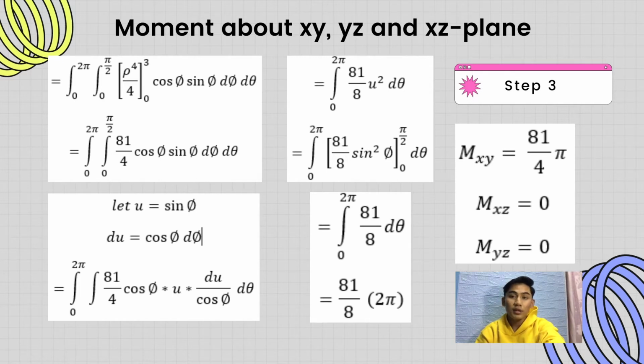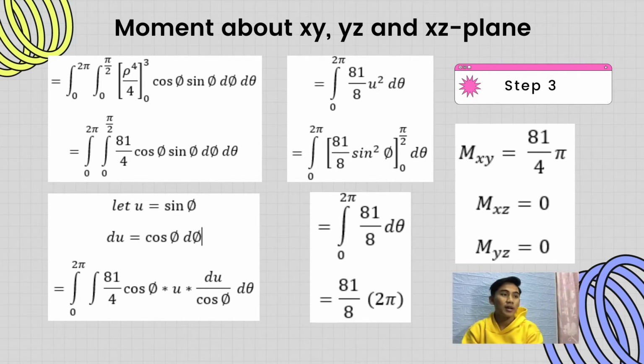And then we integrate 81 over 4 cos phi sin phi by using the u substitution method. We let u equal sin phi and du equal cos phi d phi. And then we substitute du over cos phi into d phi, and we can cancel out the cos phi, and all that's left is 81 over 4 u. We integrate 81 over 4 u with respect to u, and we get 81 over 8 u squared. We substitute back sin phi into u, and substitute the limits 0 to pi over 2 into sin squared phi, and we get 81 over 8.